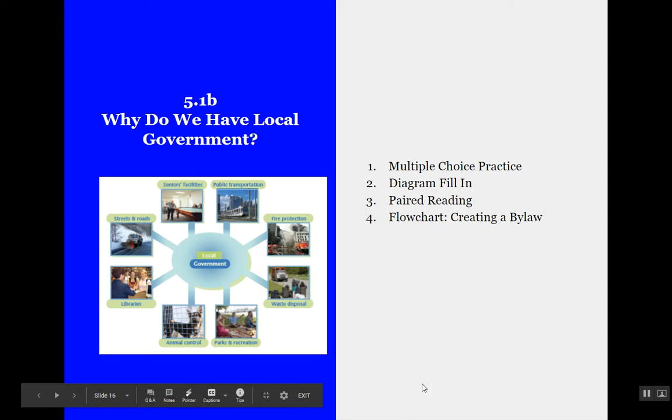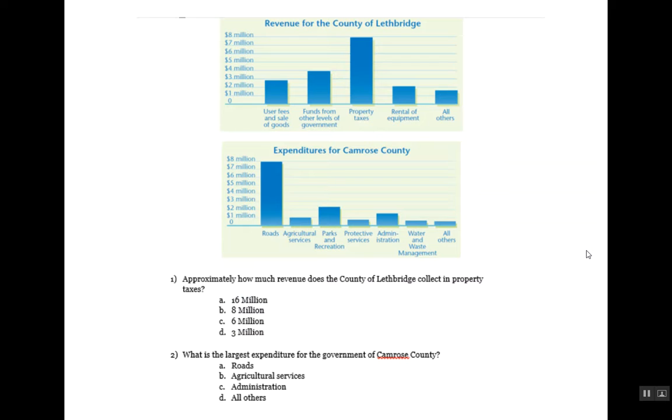Okay, this is lesson 5.1b. Why do we have local government? We'll do some multiple choice practice. There's a diagram for us to fill in, some paired reading, and then a flow chart for creating a bylaw.